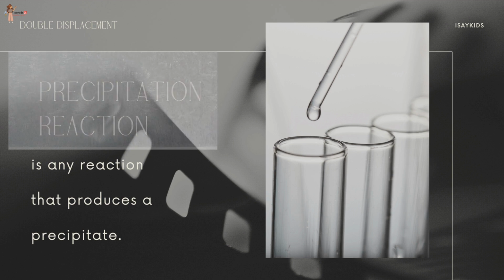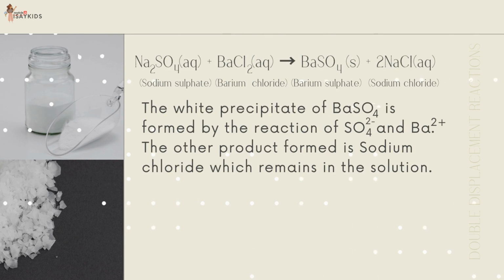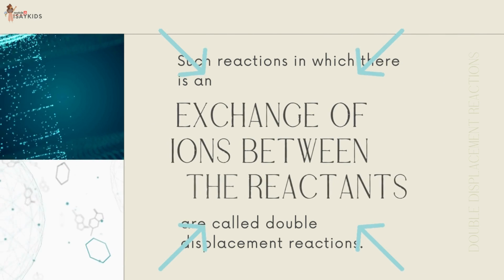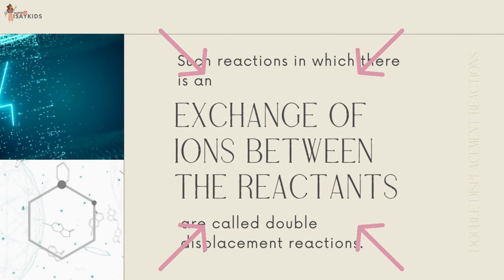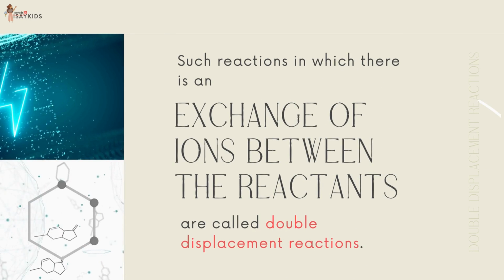For example, in the reaction of sodium sulfate with barium chloride, we get barium sulfate and sodium chloride. What causes this? The white precipitate of barium sulfate is formed by the reaction of SO4 and Ba. The other product formed is sodium chloride, which remains in the solution. Such reactions in which there is an exchange of ions between the reactants are called double displacement reactions. Let's do one more activity.